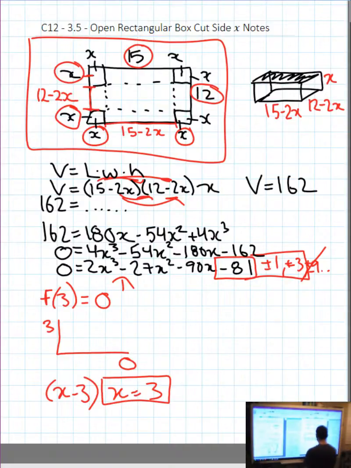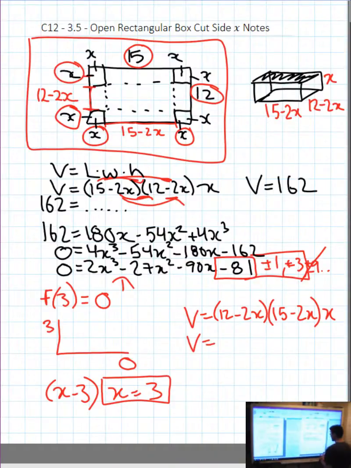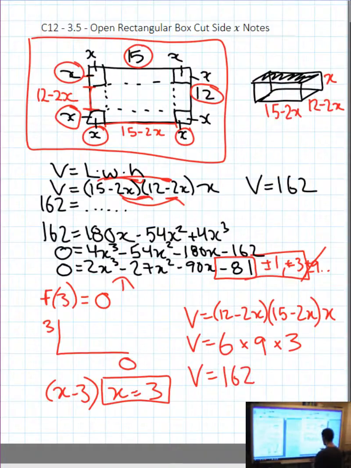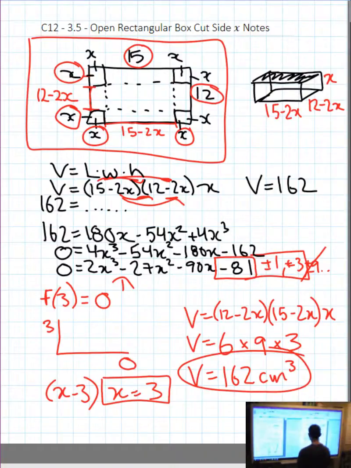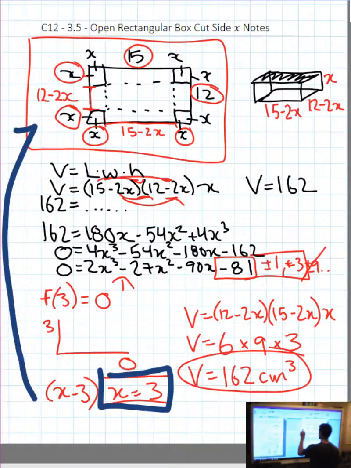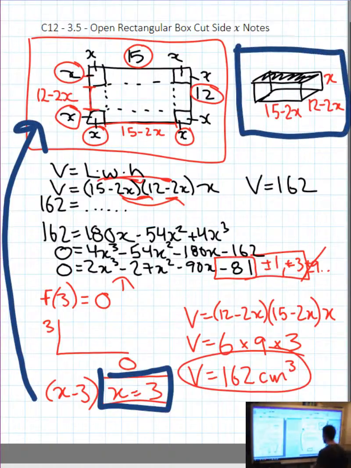If I substitute back into the original equation, V equals 12 minus 2x, 15 minus 2x, and x. And if I take 3 and put it in for x, that means I have a length of 6 and a width of 9 and a height of 3, and that confirms a volume of 162, let's use some units, centimeters cubed. But the answer to the question is in blue down below. x equals 3 is the exact x value to cut. So when we make an open top box, we get the exact volume of 162. Feel free to take a look at the graph in the notes.